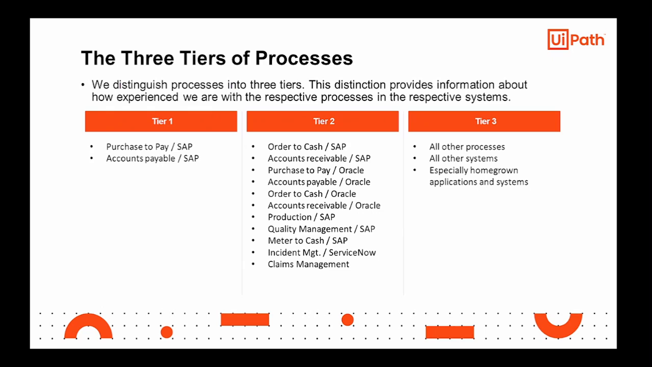Here is an overview of the processes that fall into the three tiers. Tier 1 includes purchase to pay and accounts payable specifically for SAP. Tier 2 processes include various financial and operational processes for SAP, Oracle, ServiceNow, and JD Edwards. And Tier 3 covers all the other processes and systems, especially homegrown applications and systems.